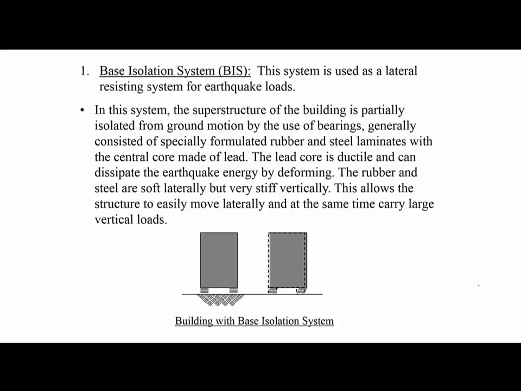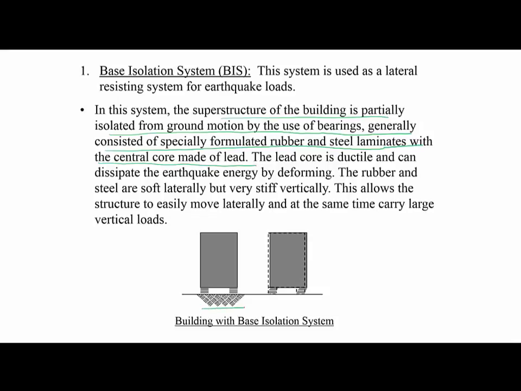It is basically the system in which the superstructure of the building is partially isolated from the ground motion by the use of bearings, generally consisting of a specially formulated rubber and a steel laminate with a central core of lead. Basically, the idea is very simple.